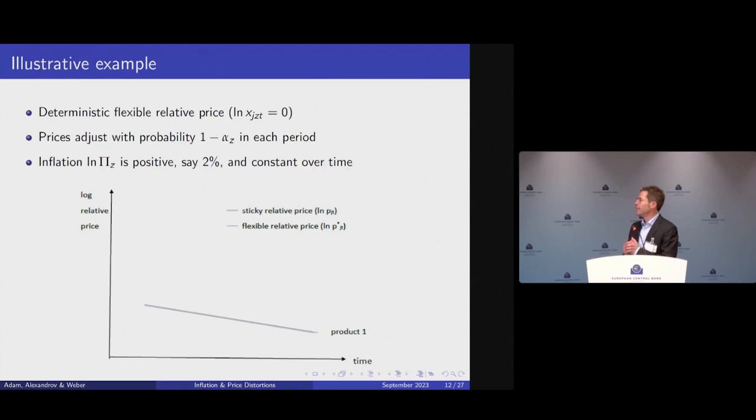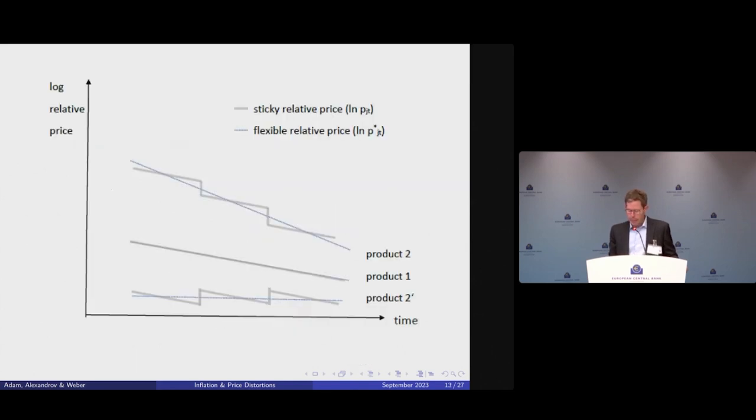Okay. Now, then you see the figure over there. Two things are there, the sticky relative price, that's the gray line, and the flexible relative price, that's the blue dotted line. And we follow a specific product, product one, over time. And you see that these two things perfectly overlay, which tells you that the 2% is in fact optimal for the product one. Okay, so the relative price trend of that product is exactly equal to the inflation rate in the item. Now that's kind of a nice case.